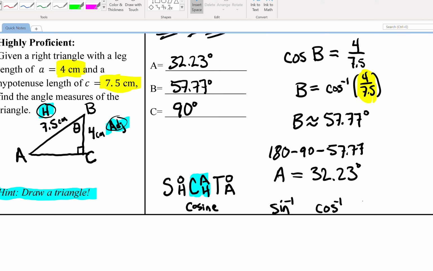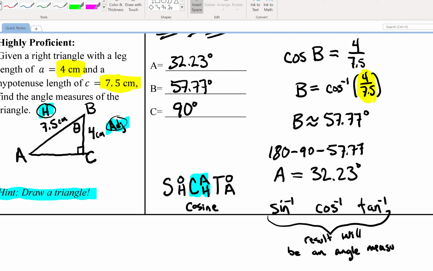So, in short, thing to keep in mind here is that whenever you have the inverse sine, the inverse cosine, or the inverse tangent, you're looking for an angle. The result of this on a calculator will be an angle. An angle measure.